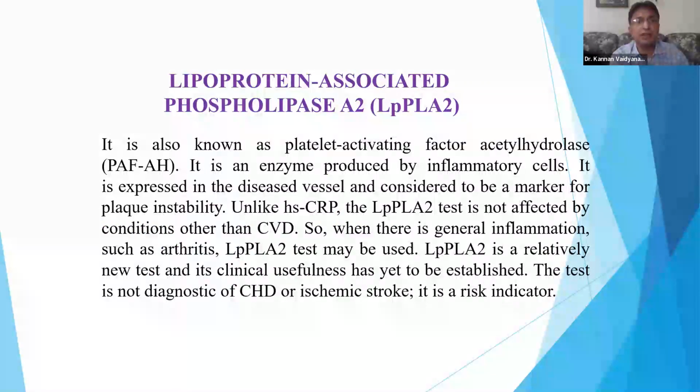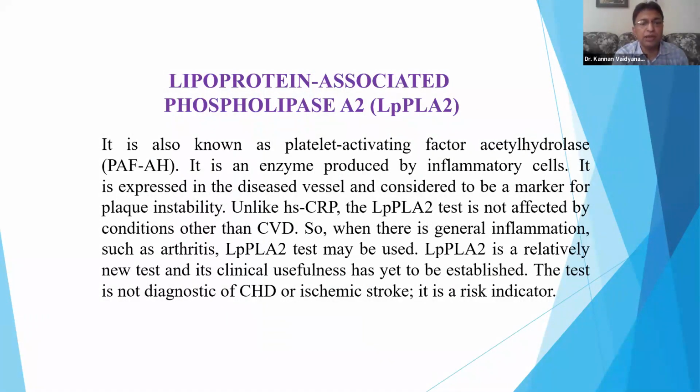And this marker is the lipoprotein associated phospholipase A2, LPPLA2. It is also known as the platelet activating factor acetyl hydrolase or PAFAH, and it is an enzyme which is produced by the inflammatory cells. It is expressed in the diseased vessel and is considered as a marker for plaque instability. Unlike HSCRP, the LPPLA2 test is specific and it is not affected by conditions other than cardiovascular disease. So even when there is general inflammation such as arthritis, this marker may be used and therefore it has a greater advantage than HSCRP.